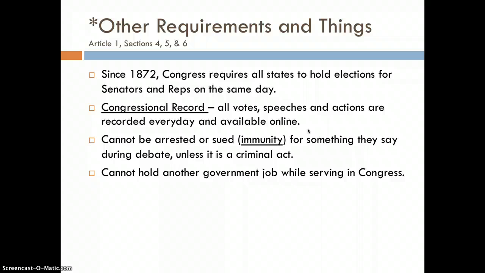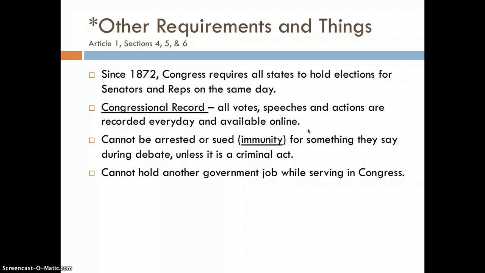Here are some other requirements. Since 1872, Congress has required all states to hold elections for senators and representatives on the same day. The congressional record is a written record of everything that happened that day, and is available online. So if you really wanted to see what happened in Congress today, you could look it up.